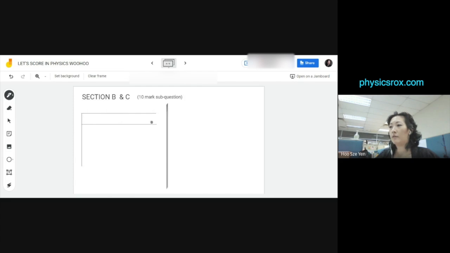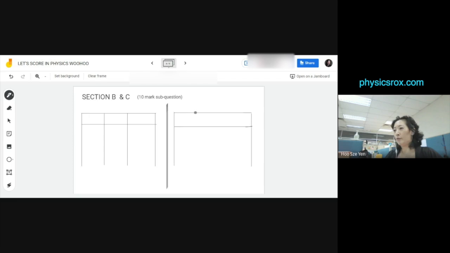you just come up with how many columns you think we need. Three columns, okay. Let's make this a bit bigger. Section C, how many columns do you think we need? Three also. Okay, let's go with three.